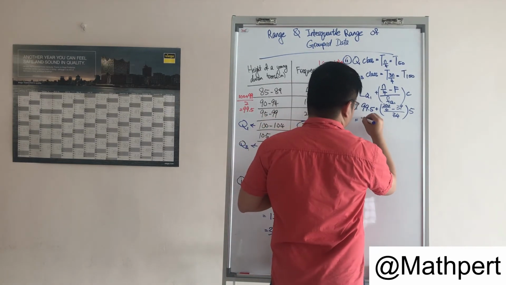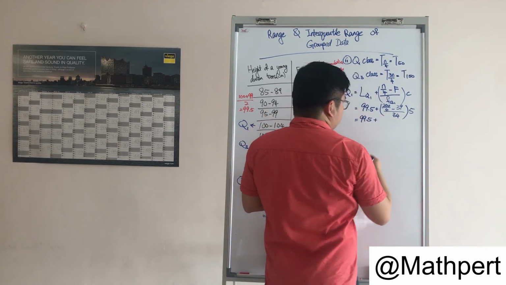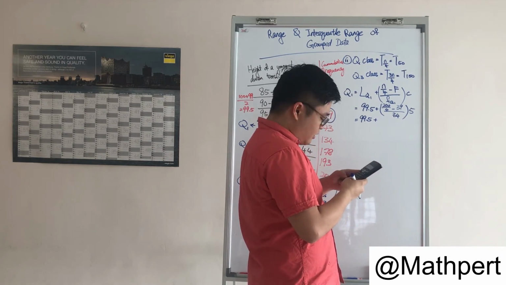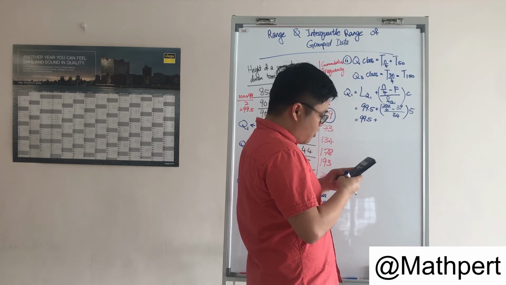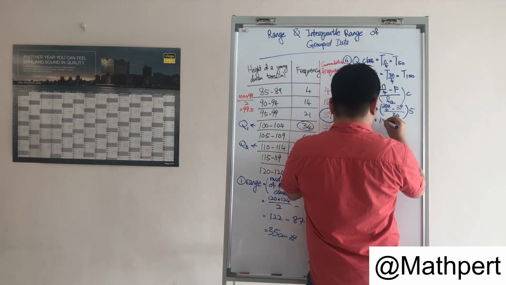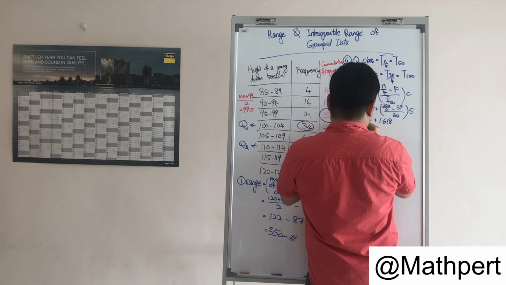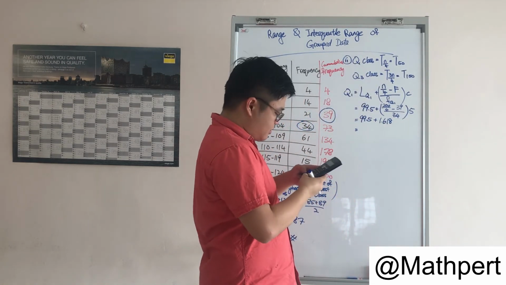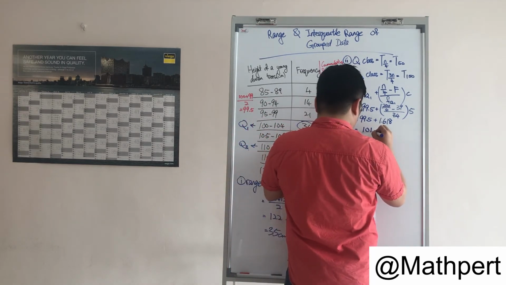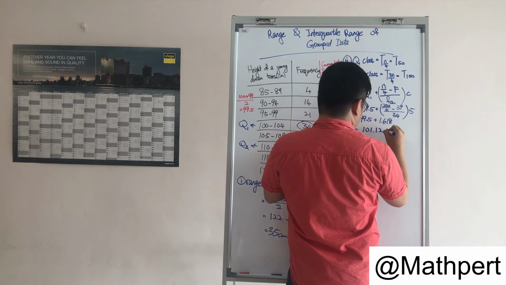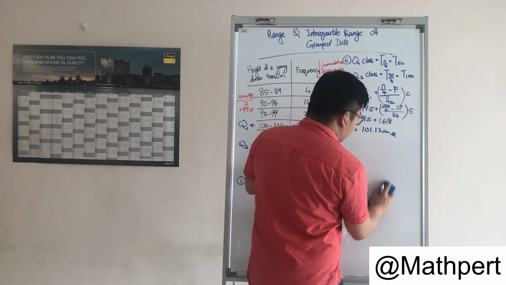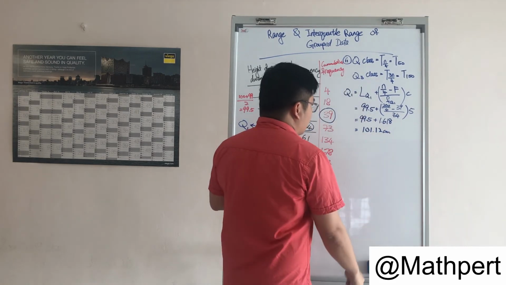So this will be 99.5 plus (200 divided by 4 minus 39) divided by 34, multiplied by 5. We get 1.618 over here. Then plus 99.5, we get 101.12 cm. So this will be the Q1 for this question, the first quartile.